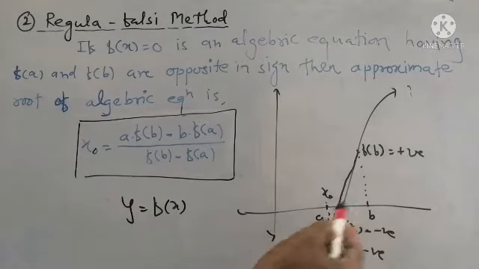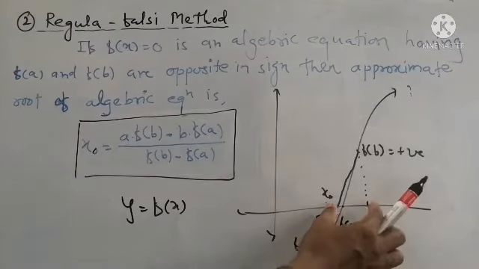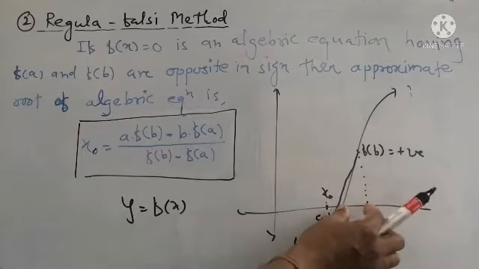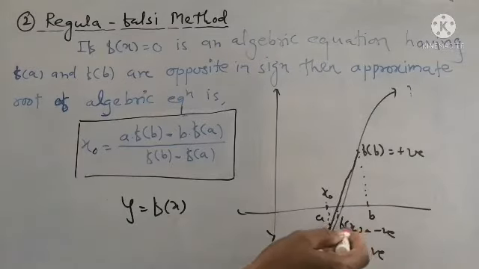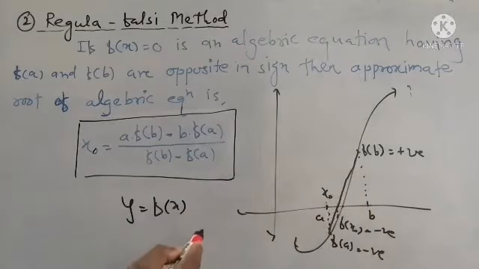As you can observe here, the next interval will be x naught to b, as the length of the interval is shorter than a to b. It is x naught to b because f of x naught and f of b have opposite signs, that means the sign of the function changes. So the next interval will be x naught to b, as the previous interval was a to b.